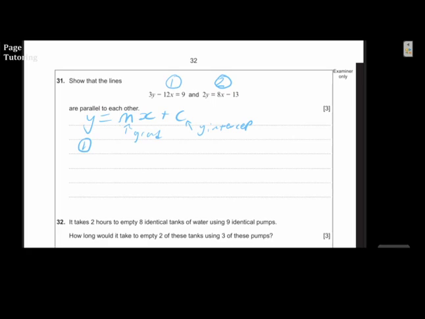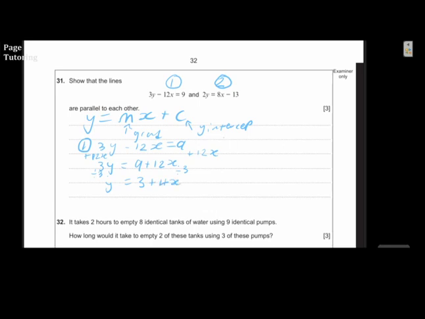So for number 1, we're going to take away minus 12. So we're going to do 3y minus 12x equals 9. So that's what the equation is now. I'm going to take away that 12x by adding on. So we get 3y equals 9 plus 12x. So then we will get, divide by 3 on each side to get just y. Get y equals 3 plus 4x.